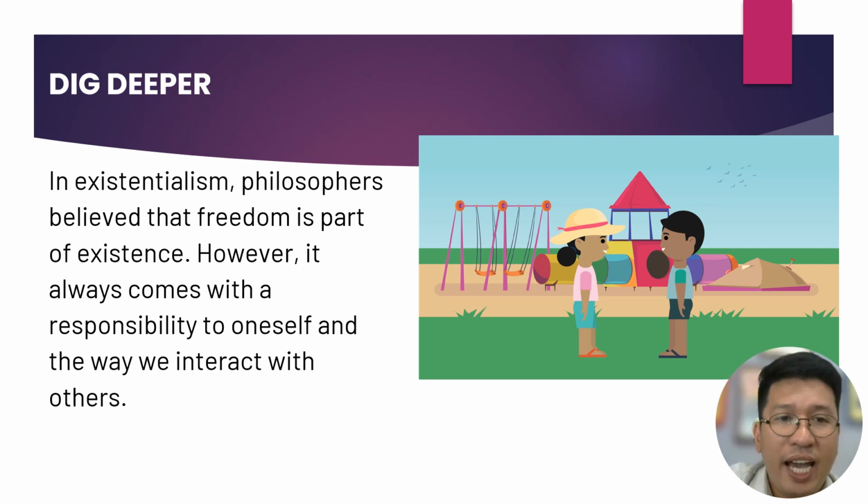So in this slide, we must dig deeper. In existentialism, philosophers believe that freedom is part of our existence. However, it always comes with a big responsibility to oneself and the way we interact with others. So humans are free to interact with others, but we cannot do whatever we want. We must consider the effects and outcomes of our words, actions, values, and principles, and most of all, the moral standards to our family, friends, community, and also the society.